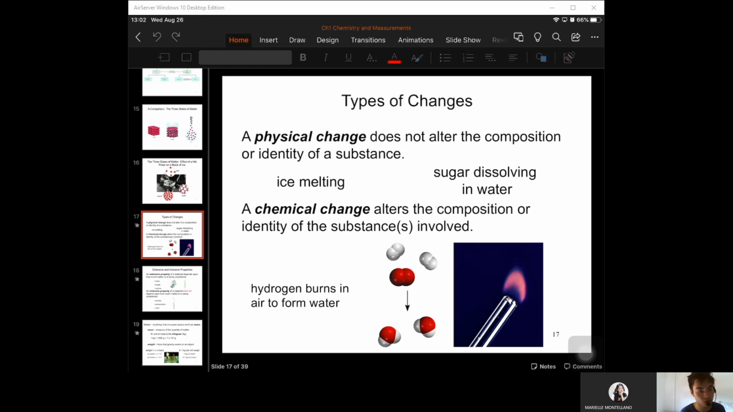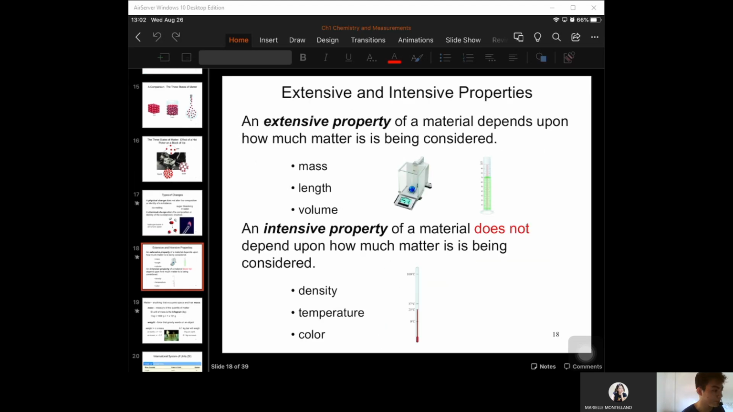So, we have physical changes and chemical changes. For physical changes, you just change the physical appearance, no? But for chemical change, you change your composition. Hence, the property is also altered, no? So yun, extensive and intensive.